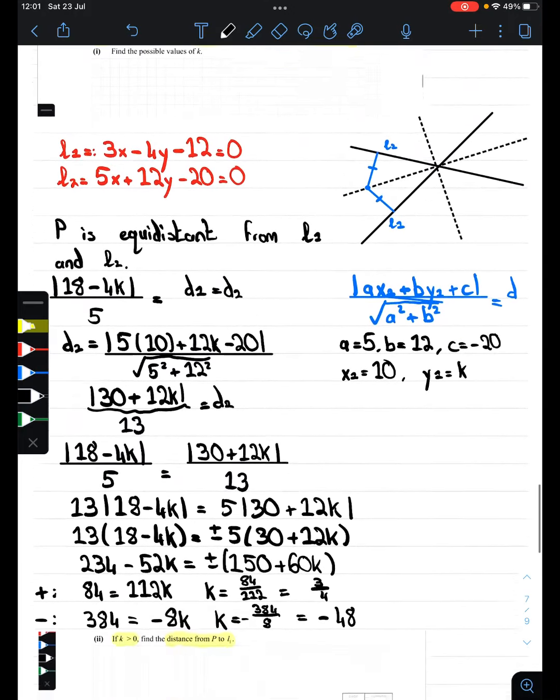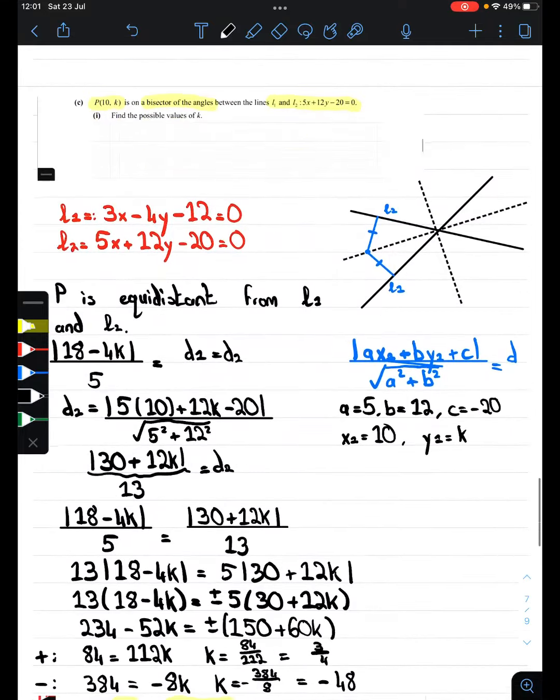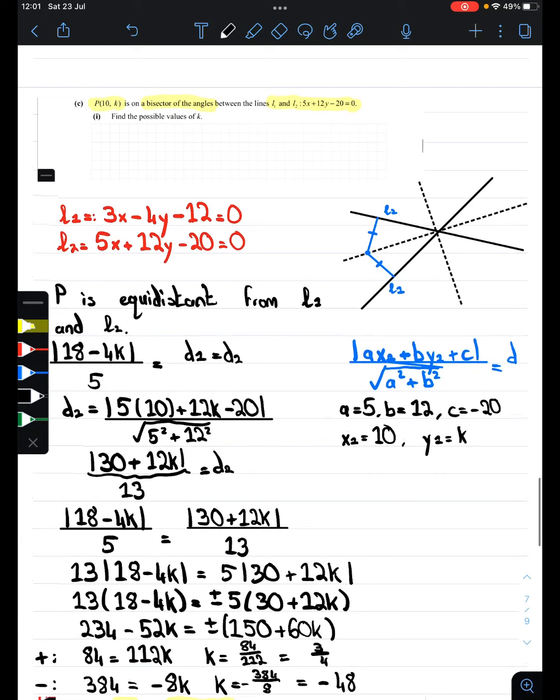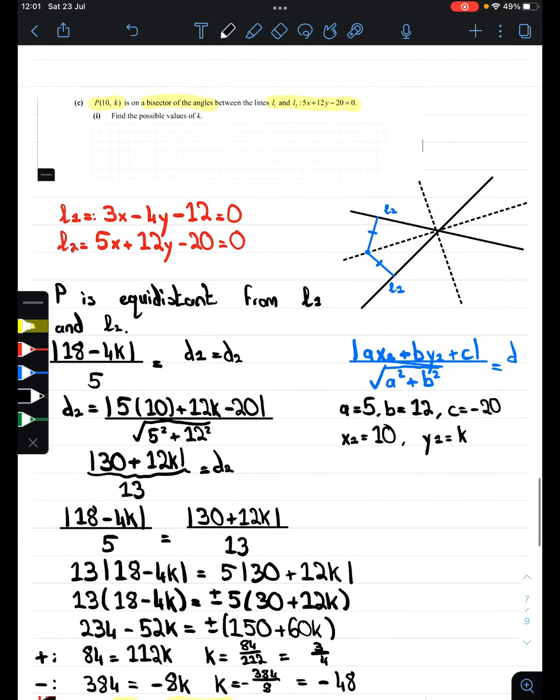Part C part 1 is definitely the hardest part of this question. And the trick to figuring it out is realizing that if a line bisects the angles between two lines, then anything on that line, so anything on our dotted lines, will be equidistant from both lines.